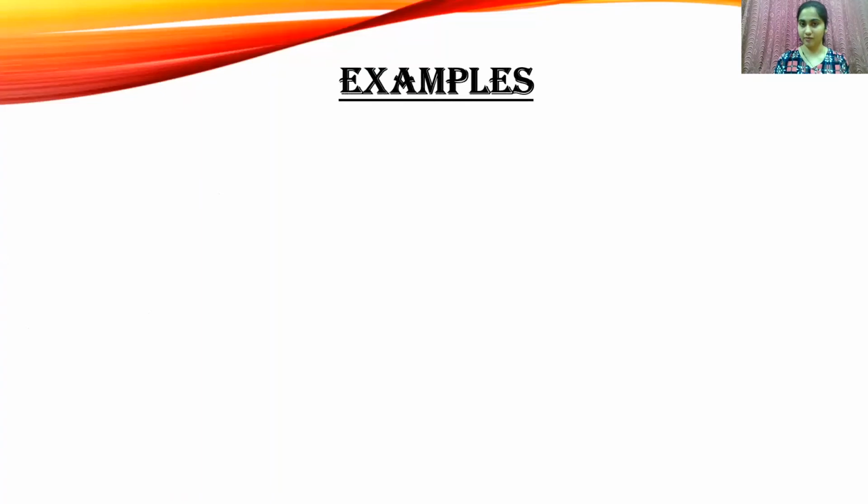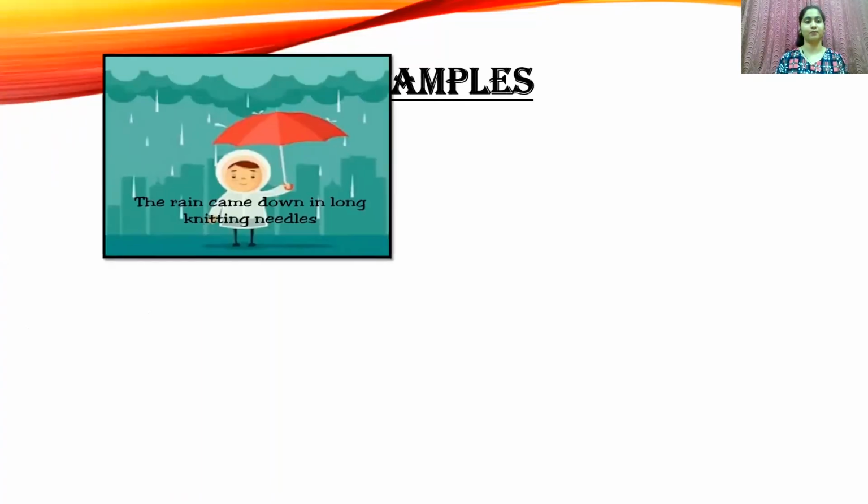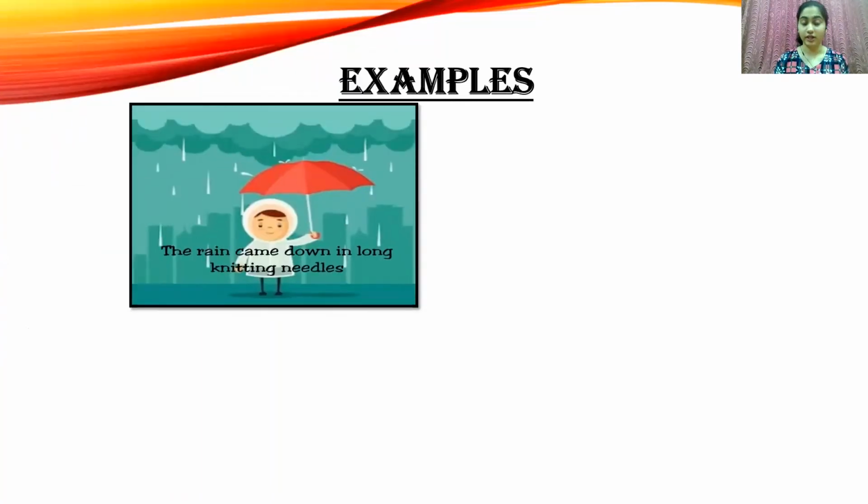Let's have a look at some of the examples. The rain came down in long knitting needles. Now, do you think the rain actually became long knitting needles? No. So what has happened here is that an indirect comparison has been made between the rain and the long knitting needles. So just like long knitting needles pierce, similarly the rains were piercing.